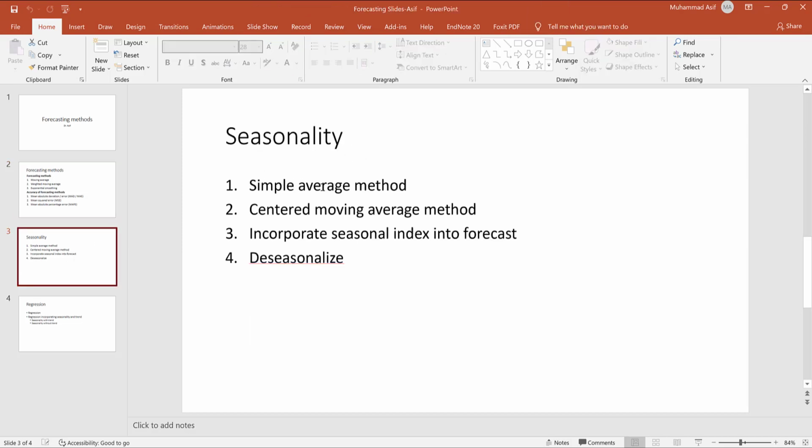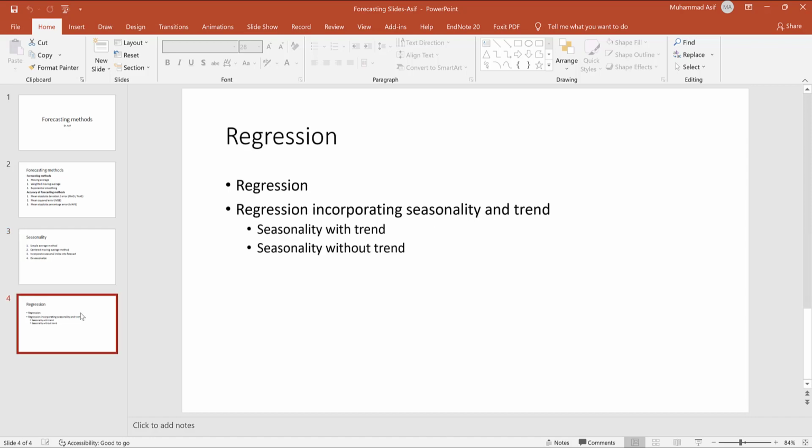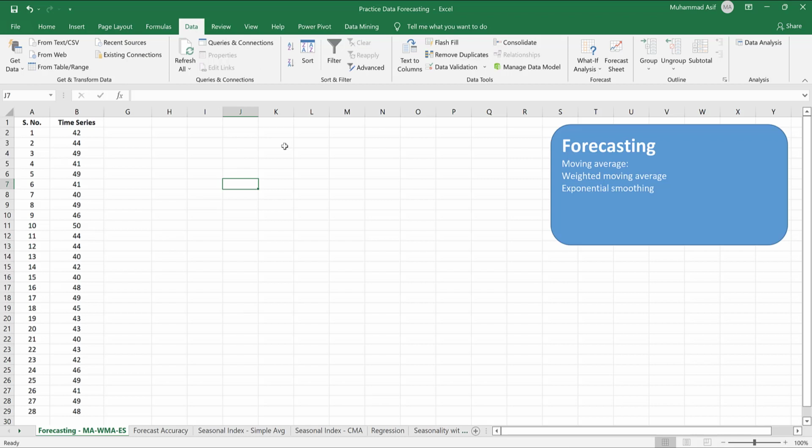seasonality, how to calculate seasonal index, and then finally we'll move to regression and two further topics that will fall in regression are seasonality with trend and seasonality without trend, and we will be doing this on Microsoft Excel. So we'll start with moving average.